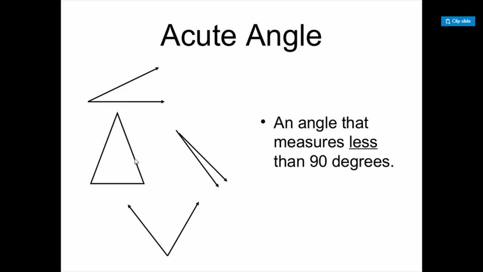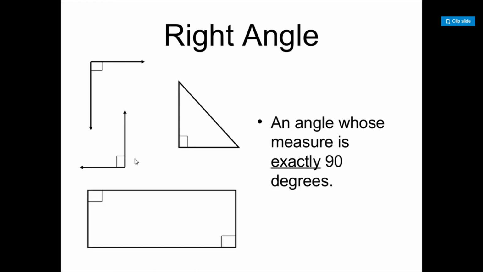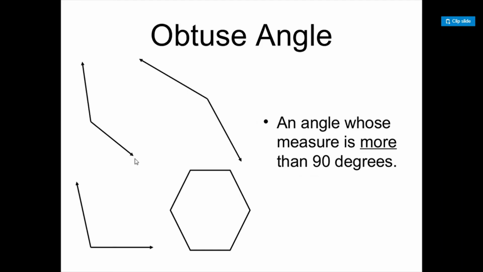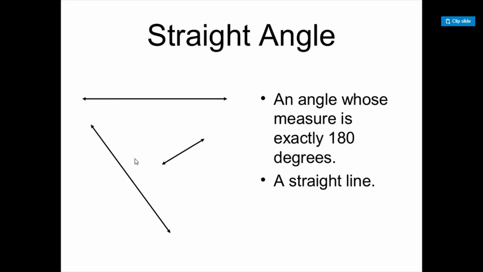Now, let us proceed with the following types of angle. We have the acute angle. An acute angle is an angle that measures less than 90 degrees. A right angle is an angle that measures exactly 90 degrees. An obtuse angle is an angle that measures more than 90 degrees. Always remember, an obtuse angle measures more than 90 degrees. A straight angle is an angle that measures exactly 180 degrees, or it forms a straight line.